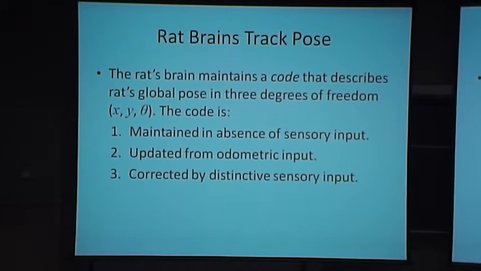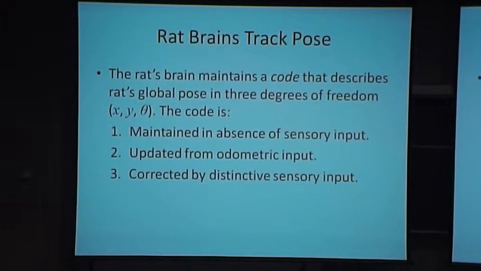If you completely deprive the rat of all sensory input, it will still have a notion of where it is in space. Obviously, that will become more and more erroneous over time with a lack of sensory input, but it will still have a notion of where it is in space. So it maintains this code. It is a measure of state.